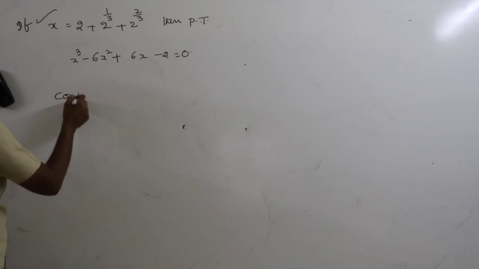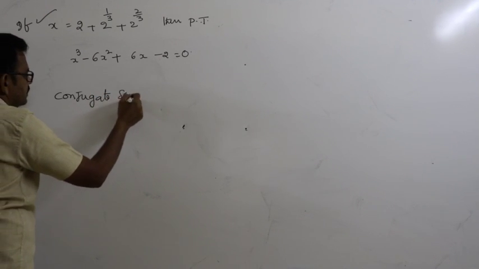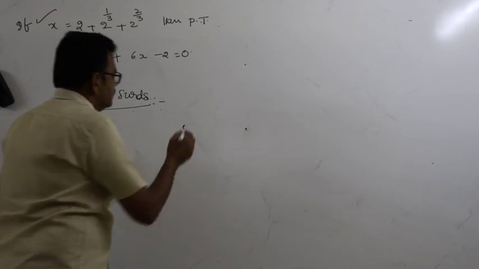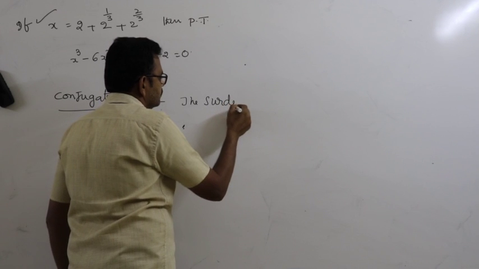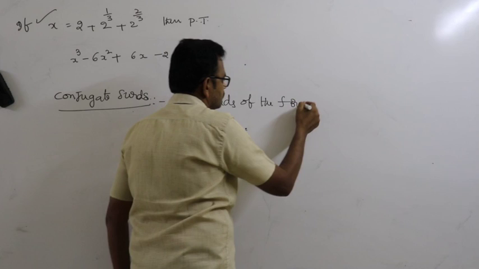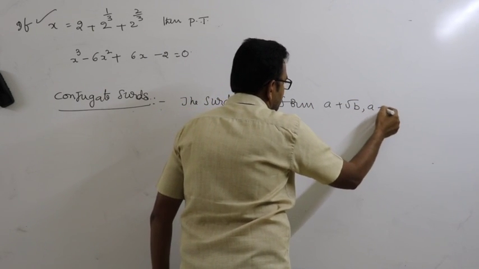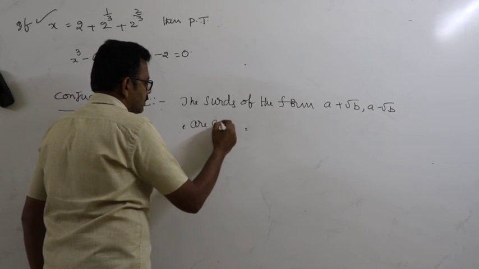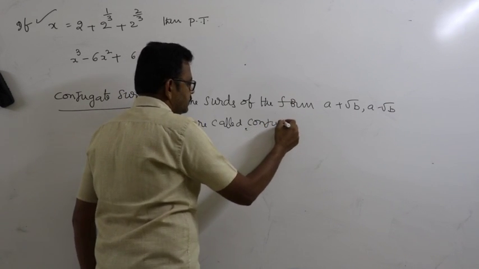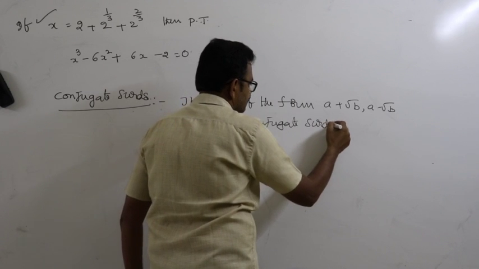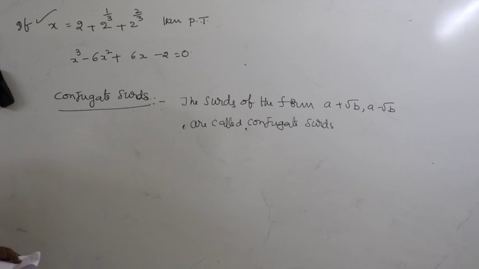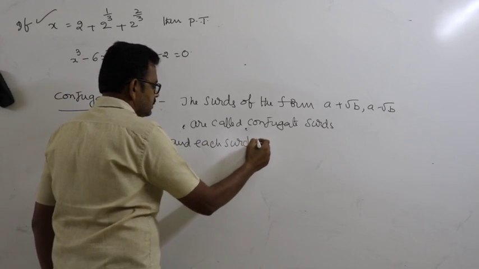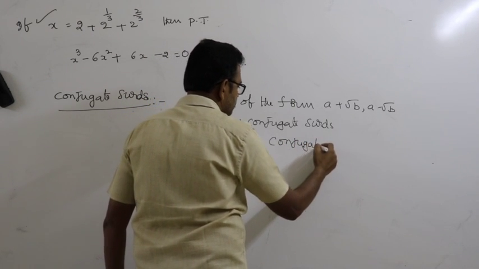Next one, conjugate surds. The surds of the form a plus root b, a minus root b are called conjugate surds, and each surd is the conjugate of the other.